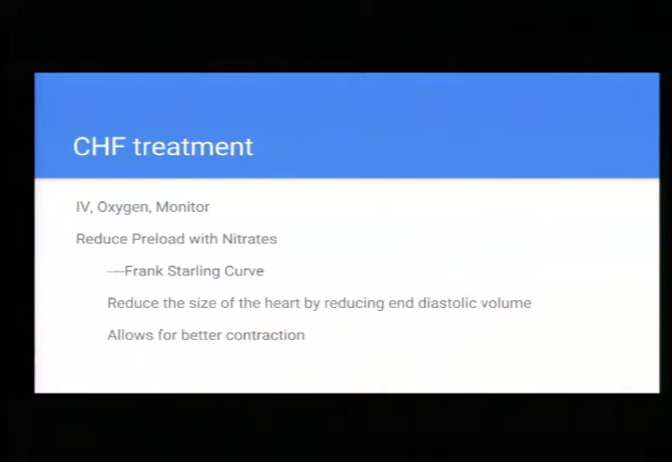So you reduce your preload with nitrates. That's why we give the nitro. And we talked about that Frank-Starling curve. You want to decrease your left ventricular end diastolic volume, let that shift back to the left, and allow for better contraction of your heart, more output, increased stroke volume.